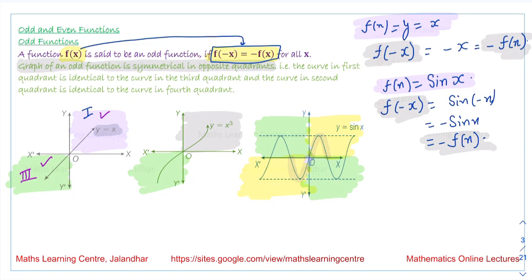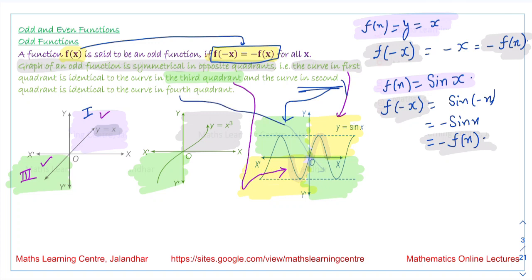This thing is explained over here, that the curve in the first quadrant is identical to the curve in the third quadrant, and the curve in the second quadrant is identical to the curve in the fourth quadrant. So this is the definition of an odd function, and this is how we can check graphically whether a given function is an odd function or not.